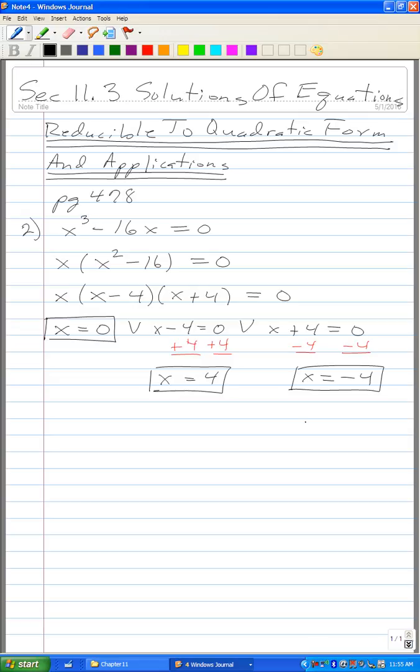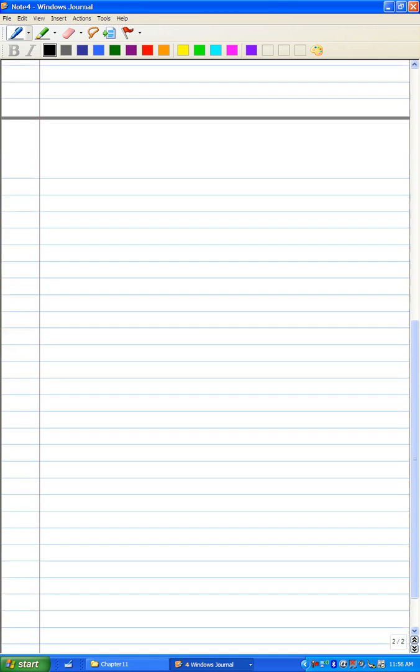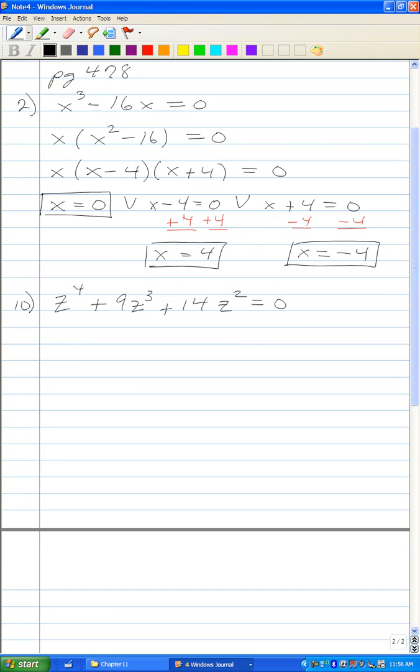Let me do problem number 10. z to the 4 plus 9z cubed plus 14z squared equals 0. So let me factor out what's in common, z squared from every term. So z squared times z squared plus 9z plus 14 equals 0. Let's try to factor what's in the parentheses.